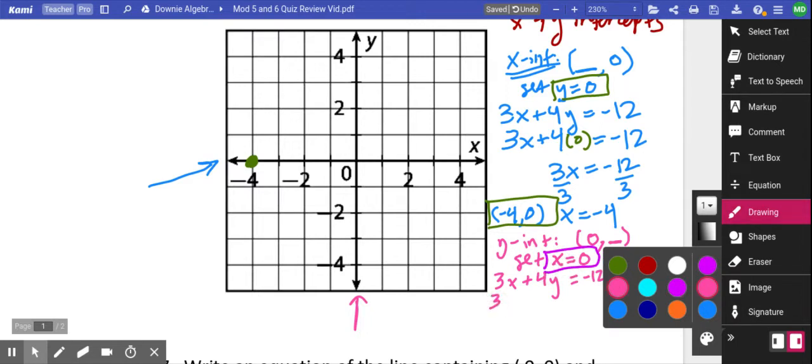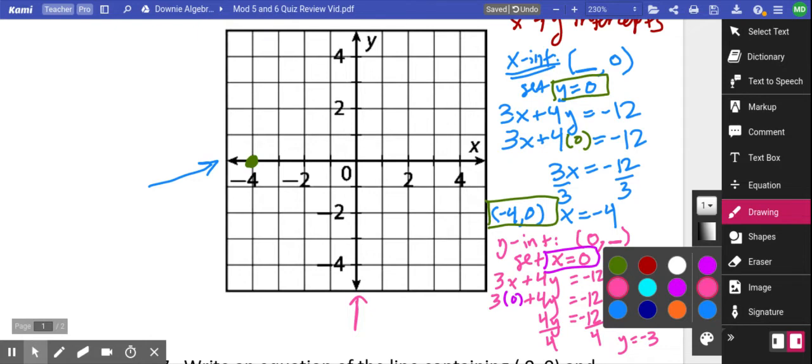That gives us 3 times 0 plus 4y equals negative 12. Simplify. 3 times 0 is just 0. It goes away. 4y equals negative 12. And we get y all by itself. So y is equal to negative 3.